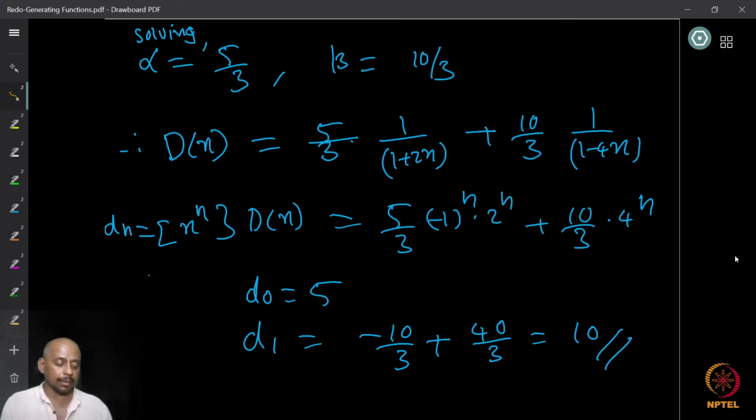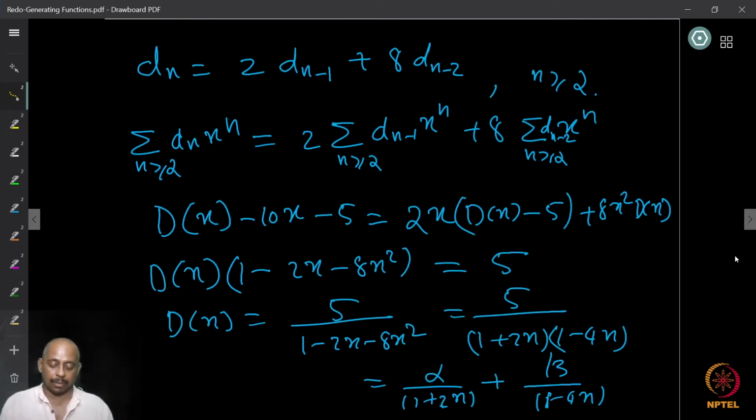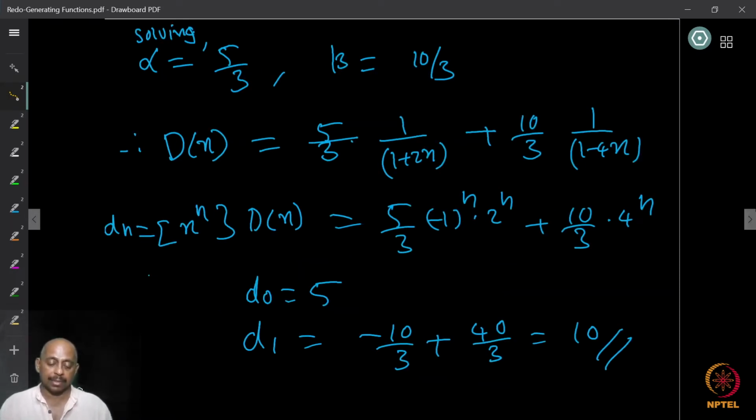This is something you can do from what we have done before. So you take the cross product, compare the coefficients, and then we will get these equations. After solving which, you will get alpha and beta. Now, therefore, d of x is equal to 5 by 3 into 1 by 1 plus 2x plus 10 by 3 into 1 by 1 minus 4x. Now this is easy, because the coefficient of x raised to n in d of x I can find out by expanding these two functions to series.